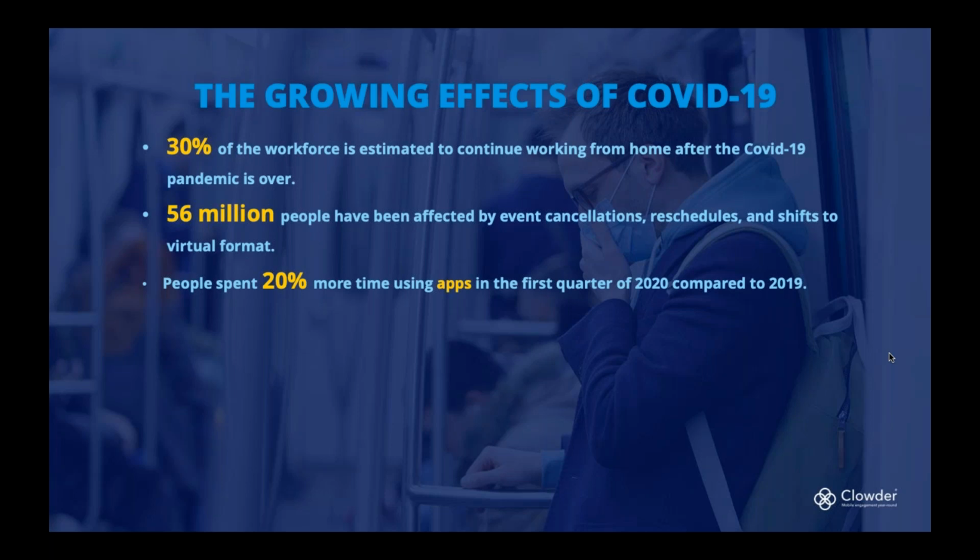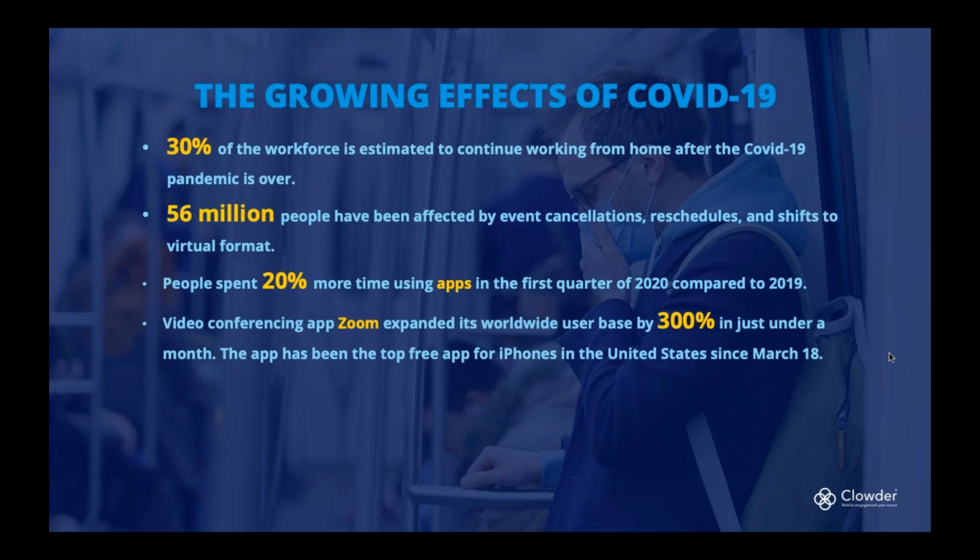Putting it in perspective, some of the apps and some of the technology have demonstrated staggering growth. People spent 20% more time using apps in the first quarter of this year than they did last year. That is a dramatic increase. Picking on one company, Zoom, which we hear an awful lot about, its user base is up 300% in 1 month. They are still the #1 free app in the App Store, and they have been since March 18th. So that's pretty dramatic. They not only grabbed the position, but they've kept it.